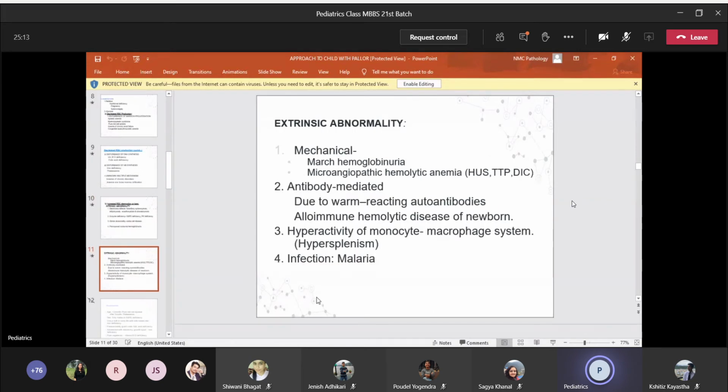So what are the extrinsic causes? That may be due to mechanical or antibody mediated or other causes. Mechanical causes: March hemoglobinuria, microangiopathic hemolytic anemia such as HUS, TTP. Antibody mediated anemia such as warm and cold autoantibody mediated hemolytic anemia, alloimmune hemolytic disease of the newborn. And infection also can cause anemia, as in malaria.